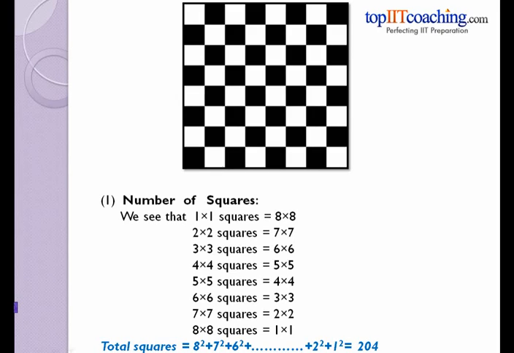Once again, for the calculation of the number of squares we first calculated the number of 1 cross 1 squares, and that is equal to 64. The number of 2 cross 2 squares is equal to 7 square, that is equal to 49. The number of 3 cross 3 squares is equal to 6 square, and so on. So finally the total number of squares is equal to 8 square plus 7 square plus 6 square plus up to 2 square plus 1 square, and that is equal to 204.